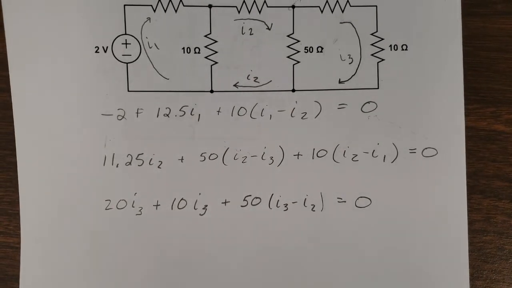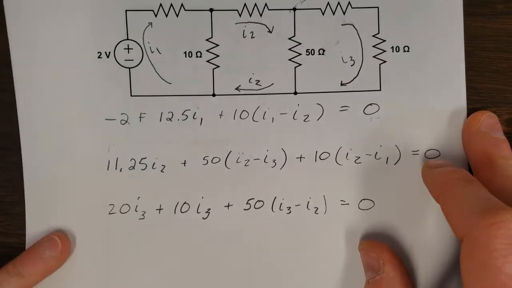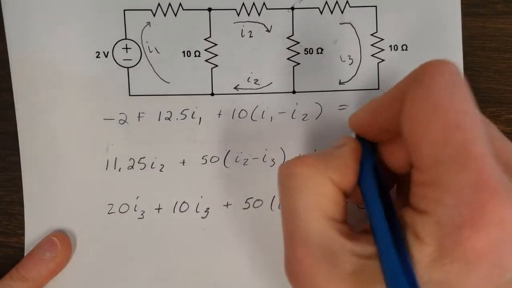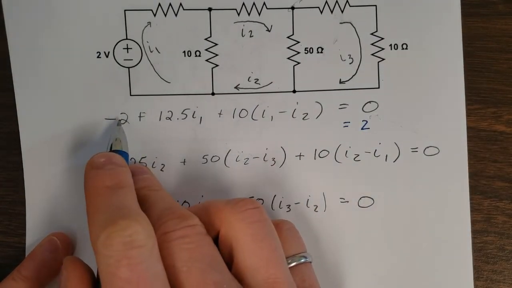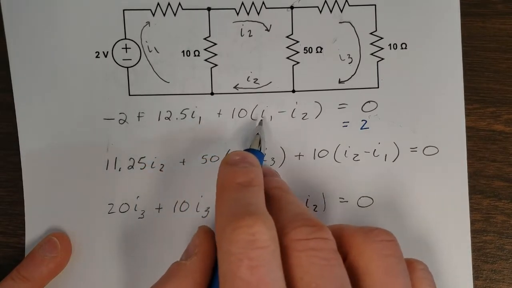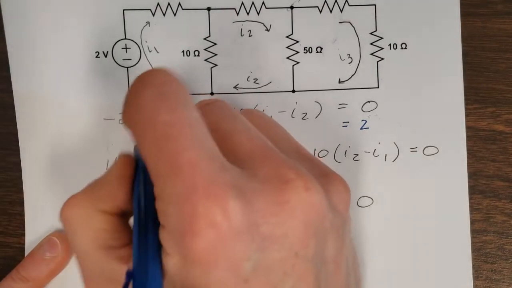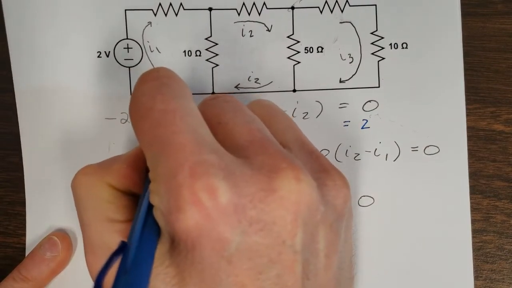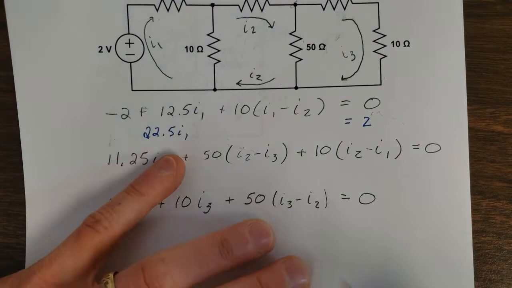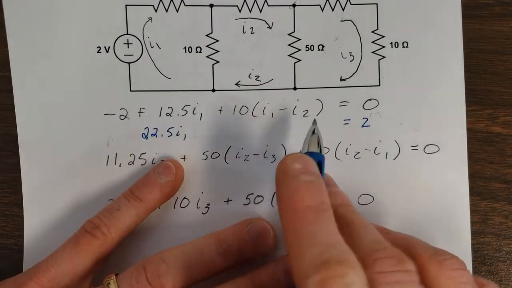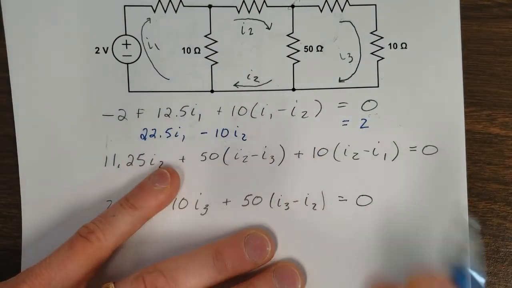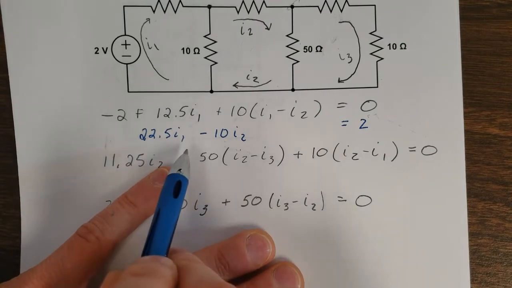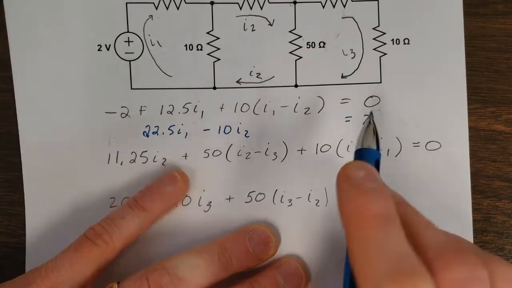Remember, at the end, we're going to want it in block linear form so we can easily enter it into a calculator or other solving device. So first of all, when we look at this equation, we're going to banish the 2 over to the other side so that we get rid of that. And then we'll look at all the I1 terms. They should be positive. They are. So we get 22.5 times I1. And then we look at all the I2 terms. We just have the 1, which is a negative 10. And then we leave some space. We don't have any I3 here. So 22.5 I1 minus 10 I2 equals 2.